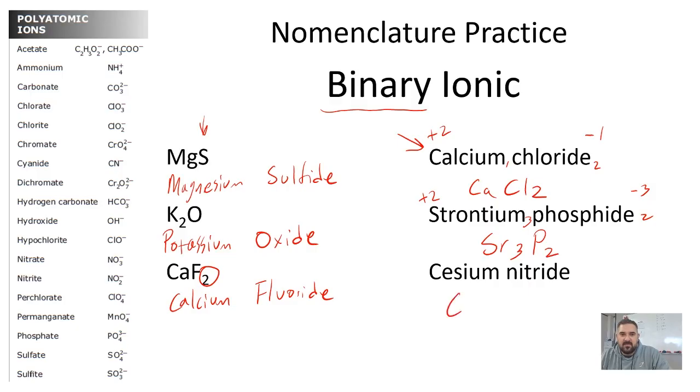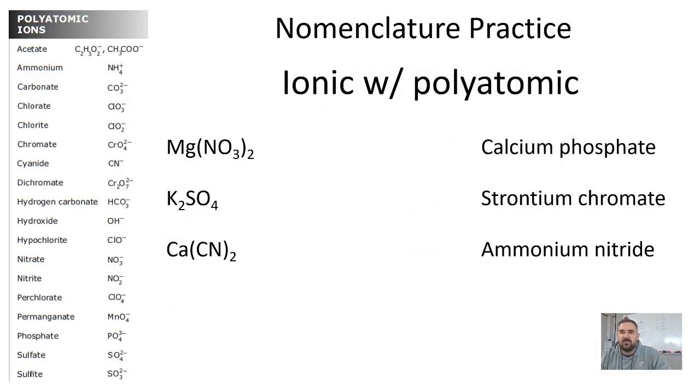And the next one, cesium nitride. So cesium is going to be Cs. It's got a charge of +1. And then nitrogen has a charge of -3. So again, we crisscross. So the 3 goes here, the 1 goes here. This becomes Cs3N. And that's it. Those are binaries. Those are the easy ones. Let's go ahead and move on to ionic with polyatomic.